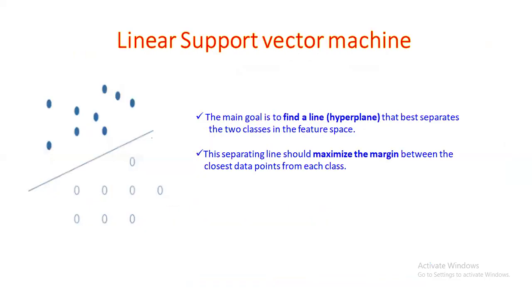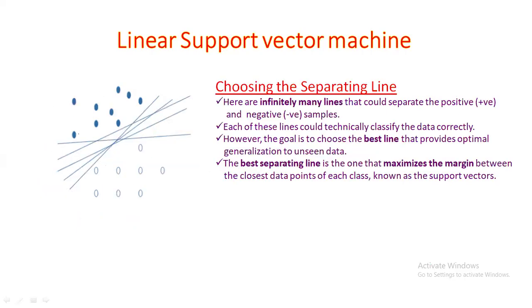And here the goal is to maximize the margin, and this separating line should maximize the margin between the two classes. And here, if you go for infinitely many lines, we could choose any one of those lines to technically classify the data correctly. But the main goal is to select the best line out of all those lines. The best separating line means what? It has to maximize the margin between the closest data points of each class. These are known as the support vectors.